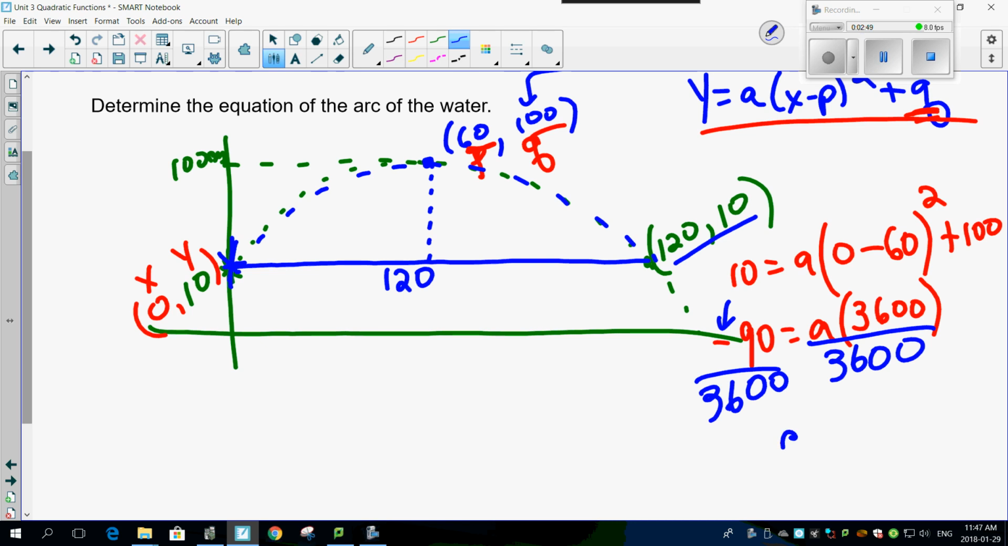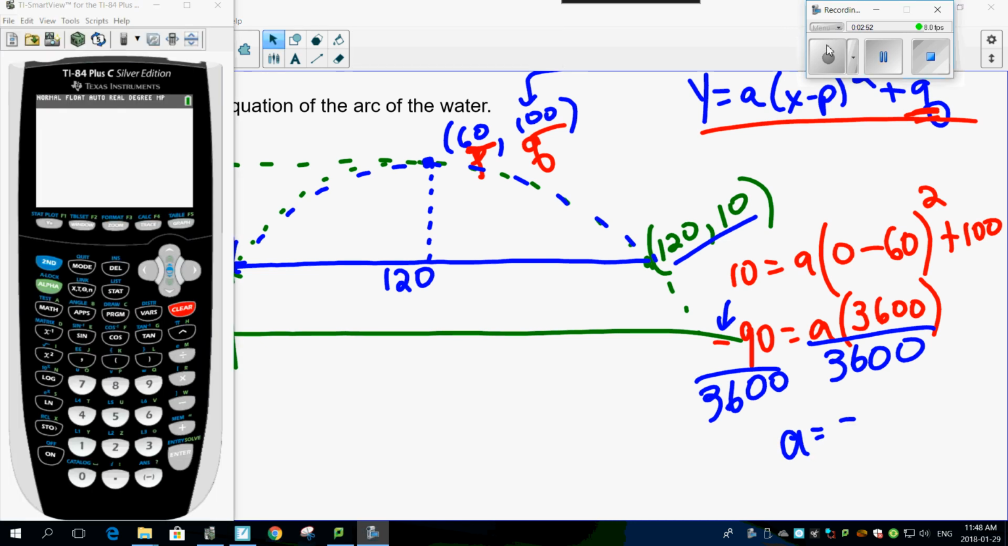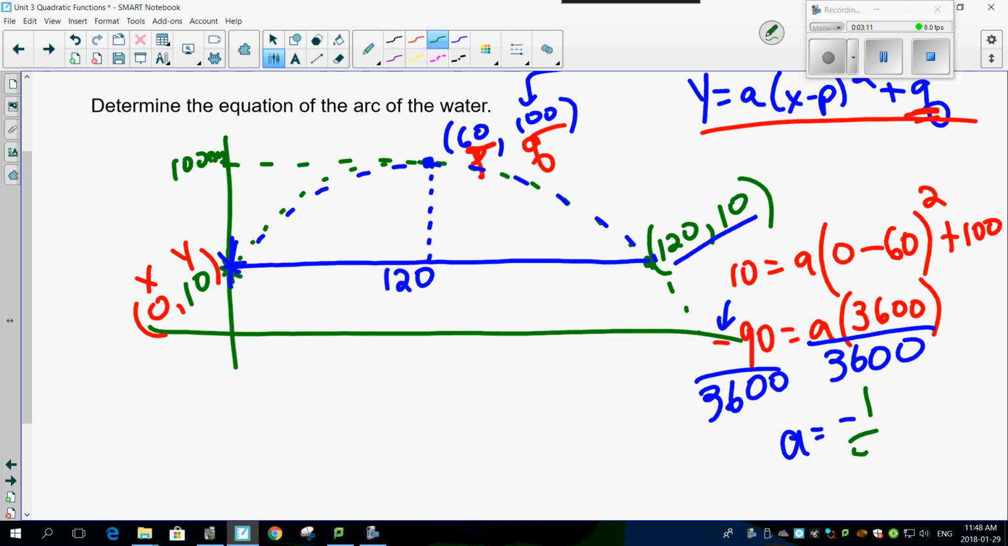Well, wait a second. What's a going to be equal to? Again, you can use our calculator. All you have to do is put in negative 90 divided by 3600, and I want to turn that into a fraction because I hate decimals. So here we go. Math frac. There it is. Enter. Excellent. Negative 1 over 40. So you got negative 1 over 40 is our a value.